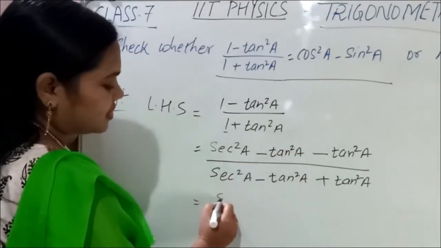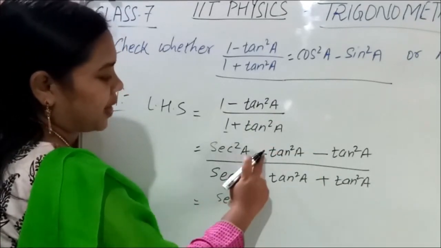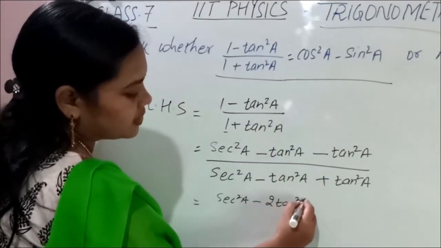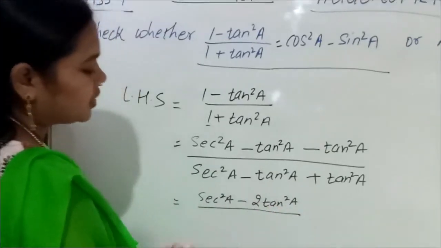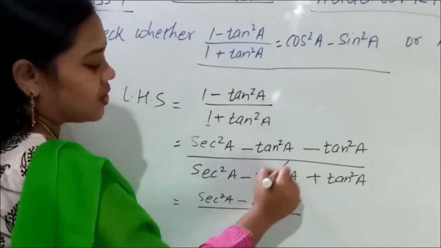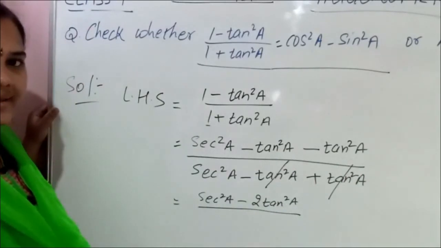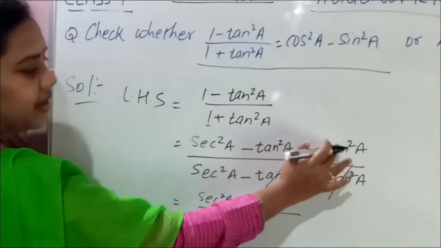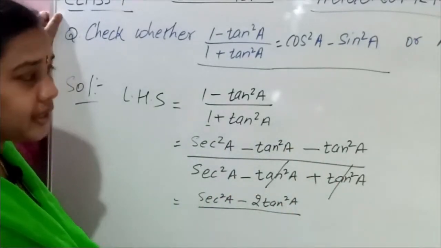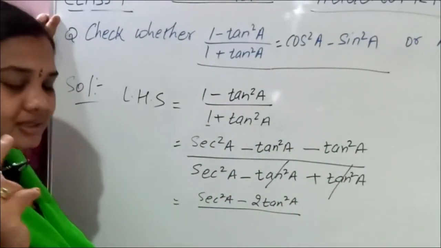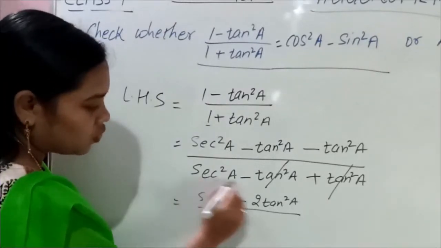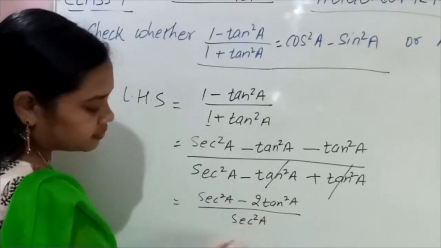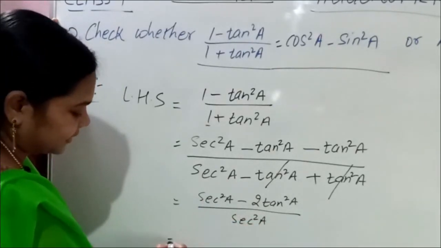First one: sec square a minus tan square a minus tan square a, minus 2 tan square a, is it? Minus tan square a plus tan square a cancel. These two cancel. Minus tan square a minus tan square a is minus 2 tan square a. So what is left in the denominator? Sec square a is left. Clear?